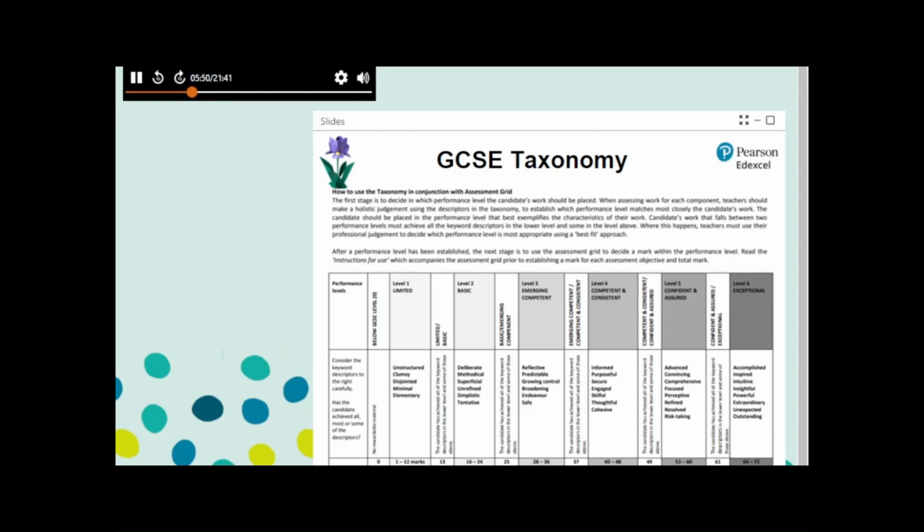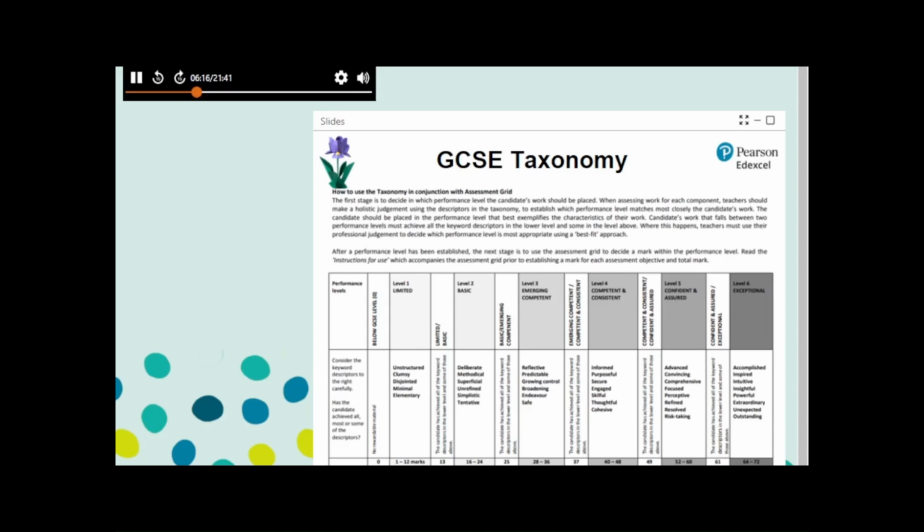Candidates should be placed in the performance level that best exemplifies the characteristics of their work. Candidates' work that falls between 2 performance levels must achieve all the keyword descriptors in the lower level and some in the level above. Where this happens, teachers must use their professional judgment to decide which performance level is most appropriate using a best fit approach.